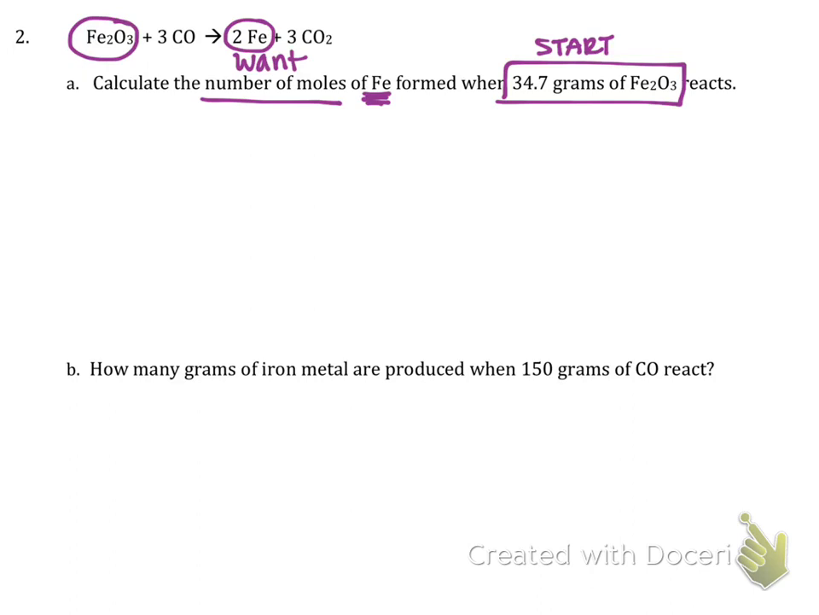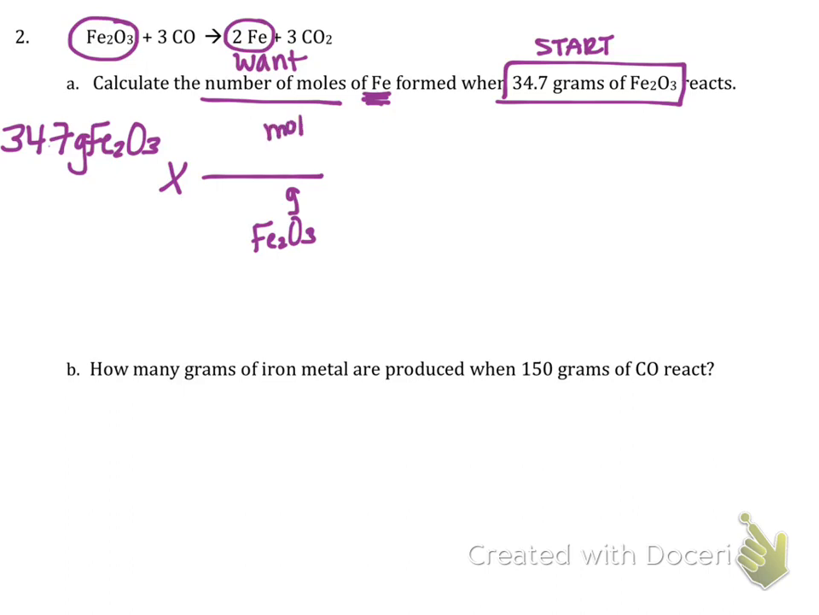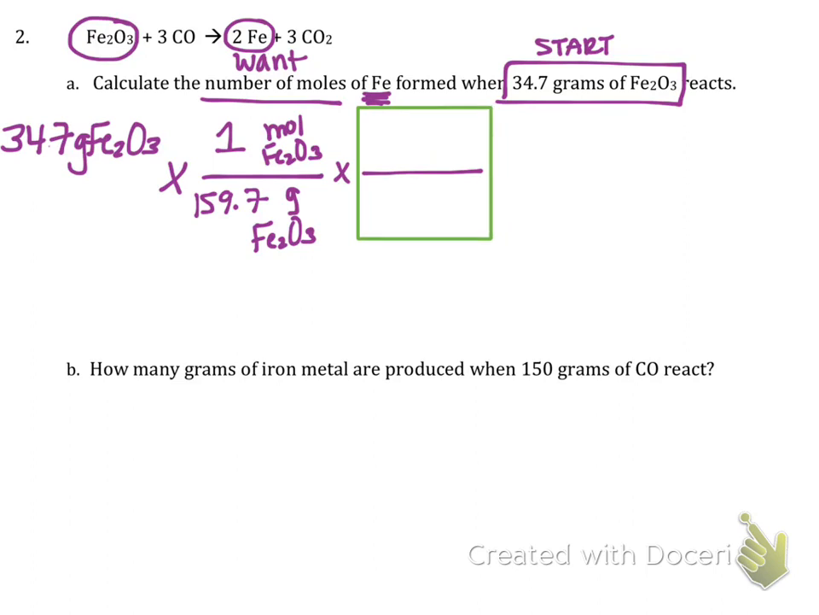So let's write down what we're starting with, 34.7 grams of iron oxide. If we are in grams, you want to get rid of it. So you got to put it on the bottom so you can divide it away. You get grams from the periodic table. So for every one of these compounds, it's going to weigh 159.7 grams.